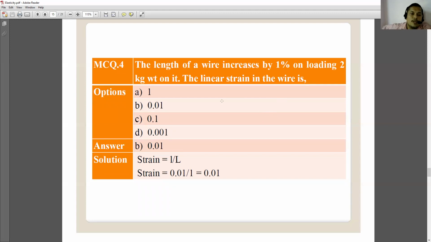So different options are given. What we have to understand is what is meant by change in length to the original length. So strain, we know that strain is nothing but change in length divided by original length.